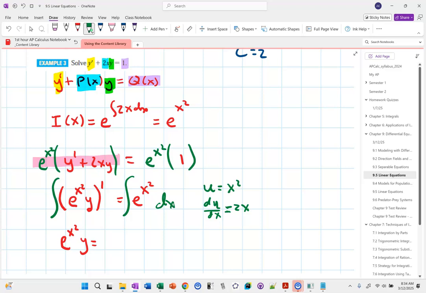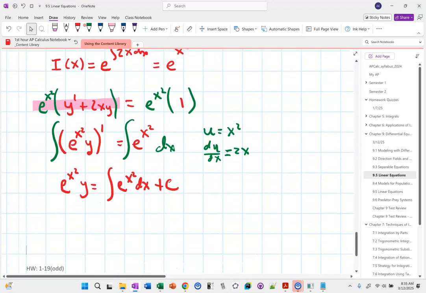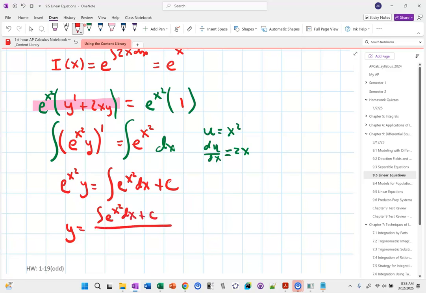What should we write then? Well, I'm just going to write it like that and put the plus C at the end. And we'll divide by e to the x squared, and we're going to be done. That's as good as we can do. That's all we got. Is everybody all right here?